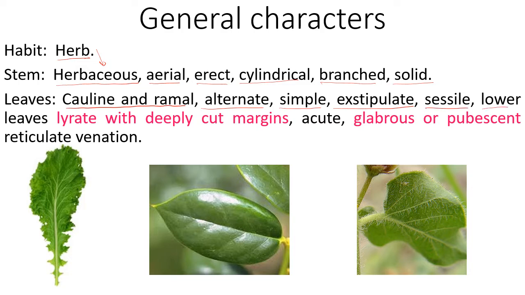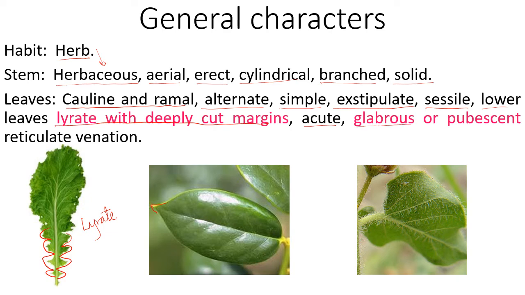Lower leaves are lyrate with deeply cut margins. Here you will see that deeply cut margin is there, and this condition is called as lyrate. Apex is acute, that you can see here.